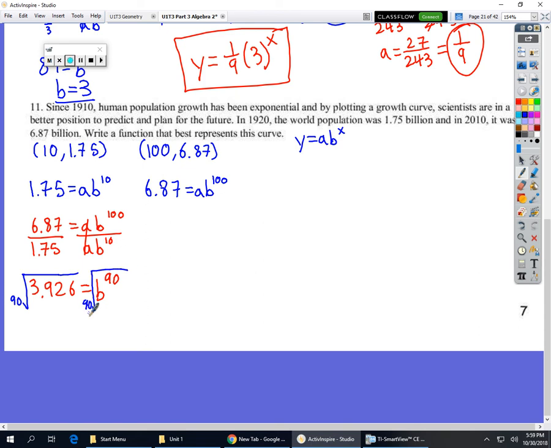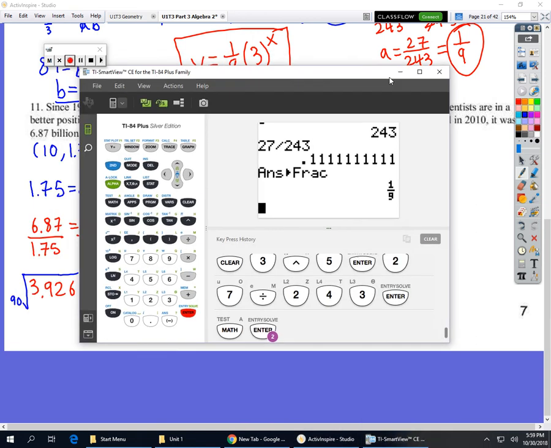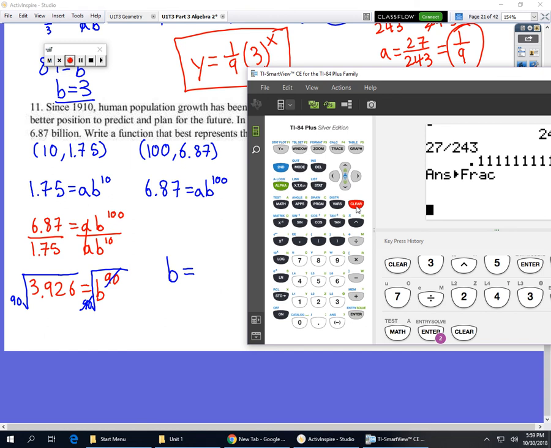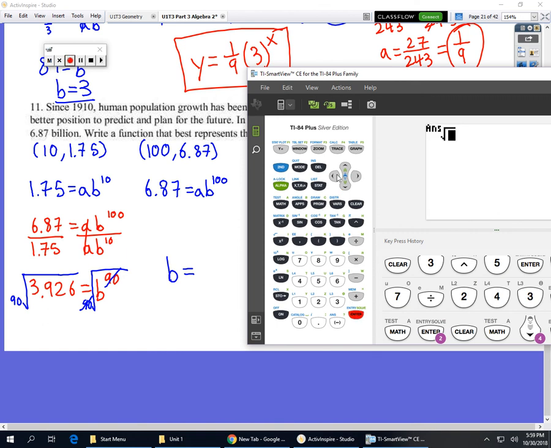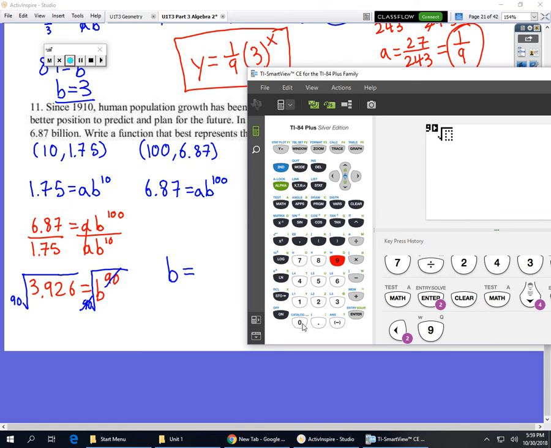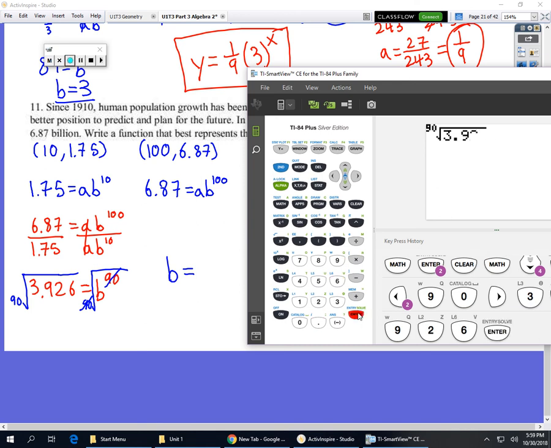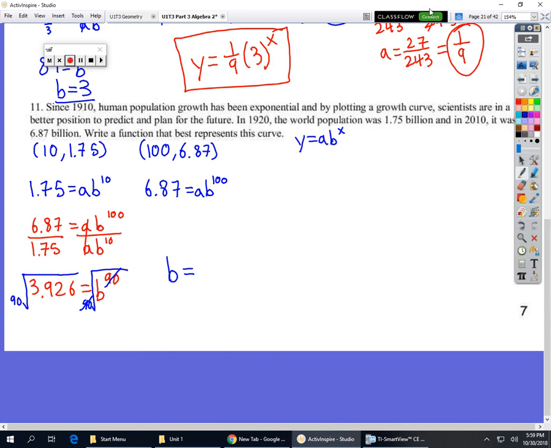Take the 90th root. The 90 and the 90 cancel out, and then you get some pretty crazy number. 90th root. What does that look like? So, math, go down to the 5. All right, replace answer with the 90th root. And put in, what is it again? 3.926. It's probably going to be 1 point crazy something. Yeah, 1.015. I'll round to 1.015.